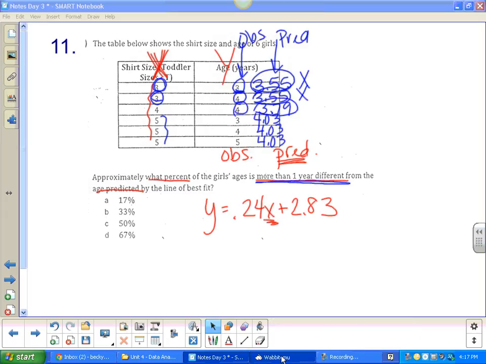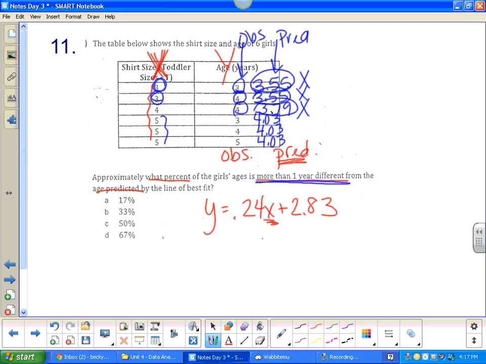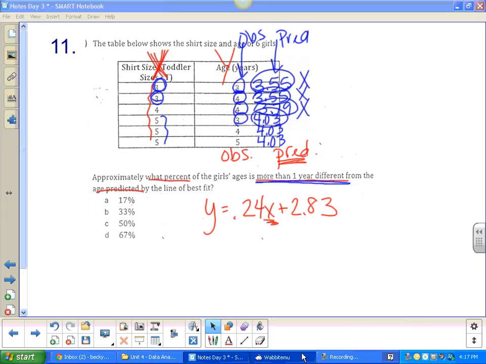And if you're having trouble seeing this, all you have to do is subtract the two numbers. So 4 minus 3.79 is not more than a year difference because it's only 0.21. I need it to be bigger than 1. Okay, now compare a 3 to a 4.03. Yes, that is more than a year difference.